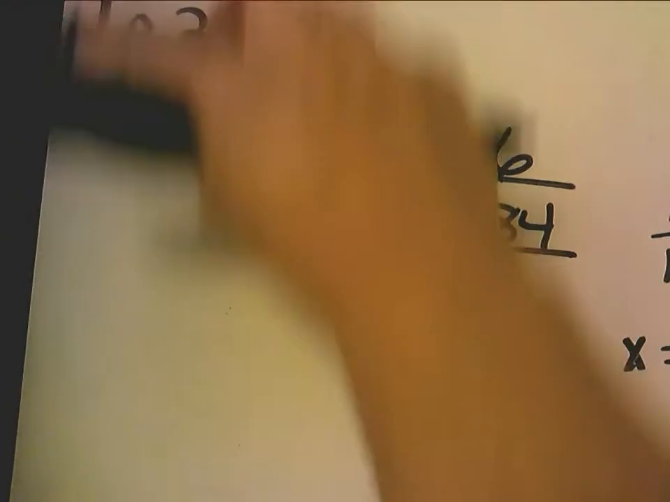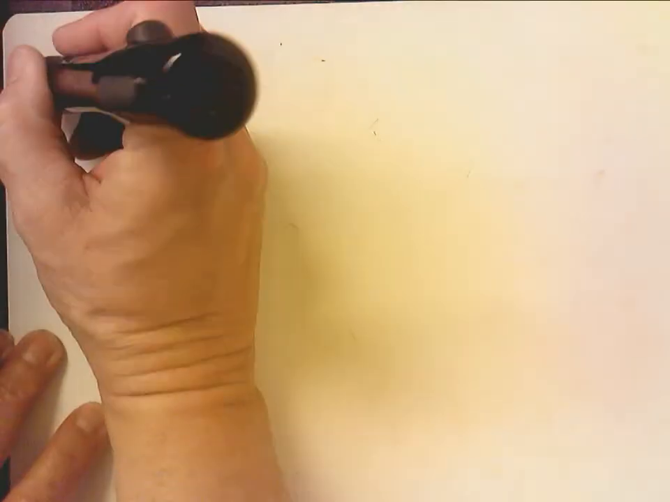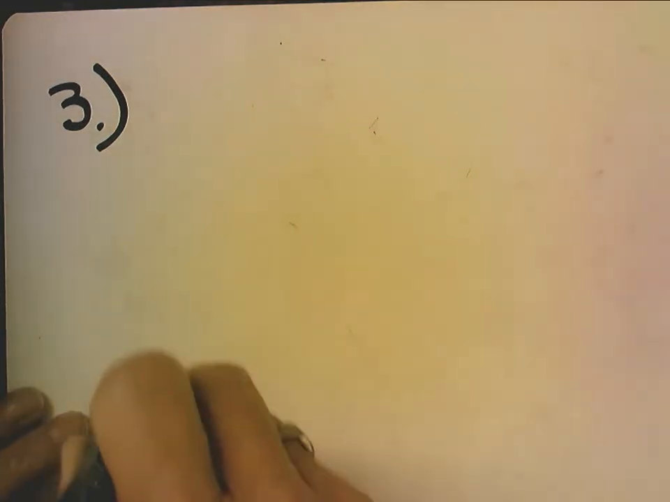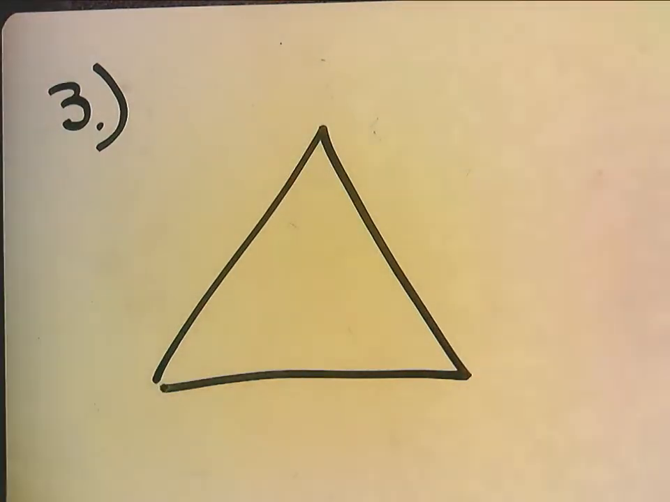Okay, let's look at number 3. Number 3 talks about one of the congruent angles of an isosceles triangle measures 51. Find the measures of the other angles. So to do this, you need to know that a triangle has 3 angles, right? And inside a triangle, the 3 angles always add up to 180 degrees.